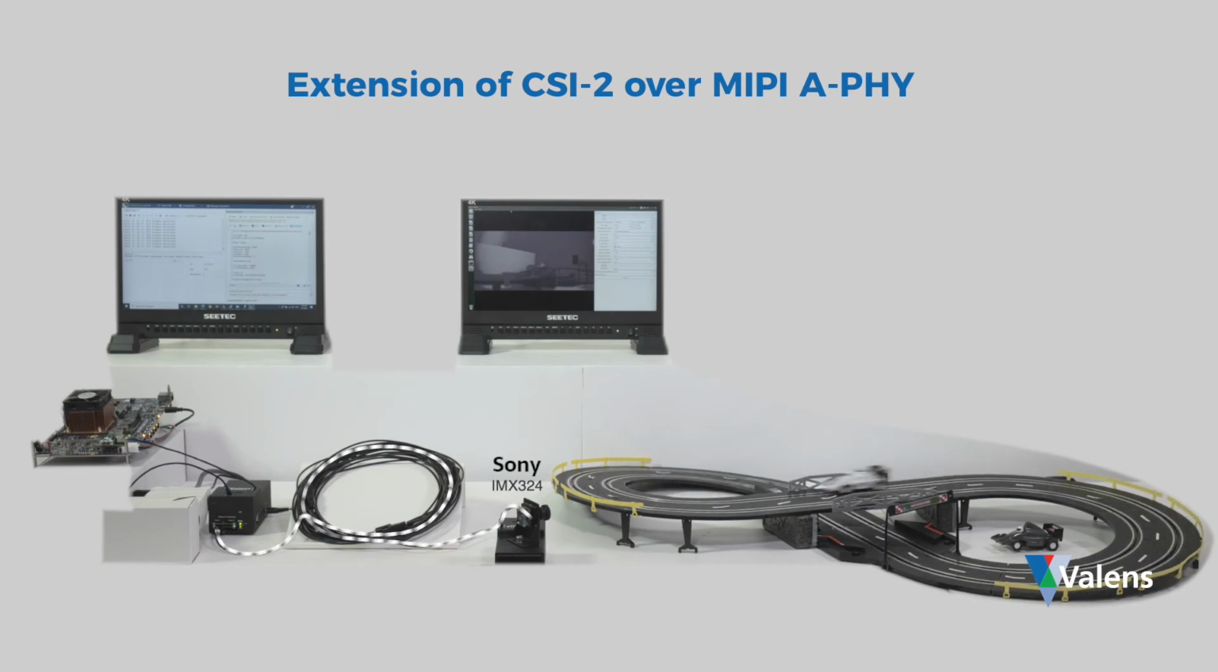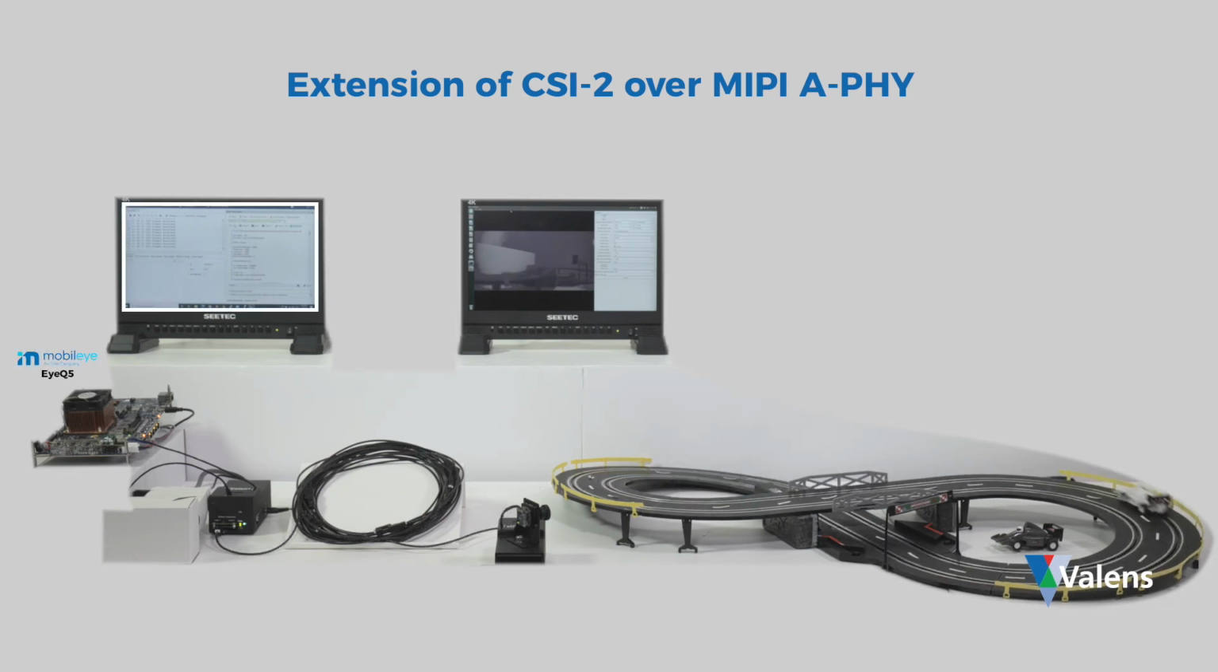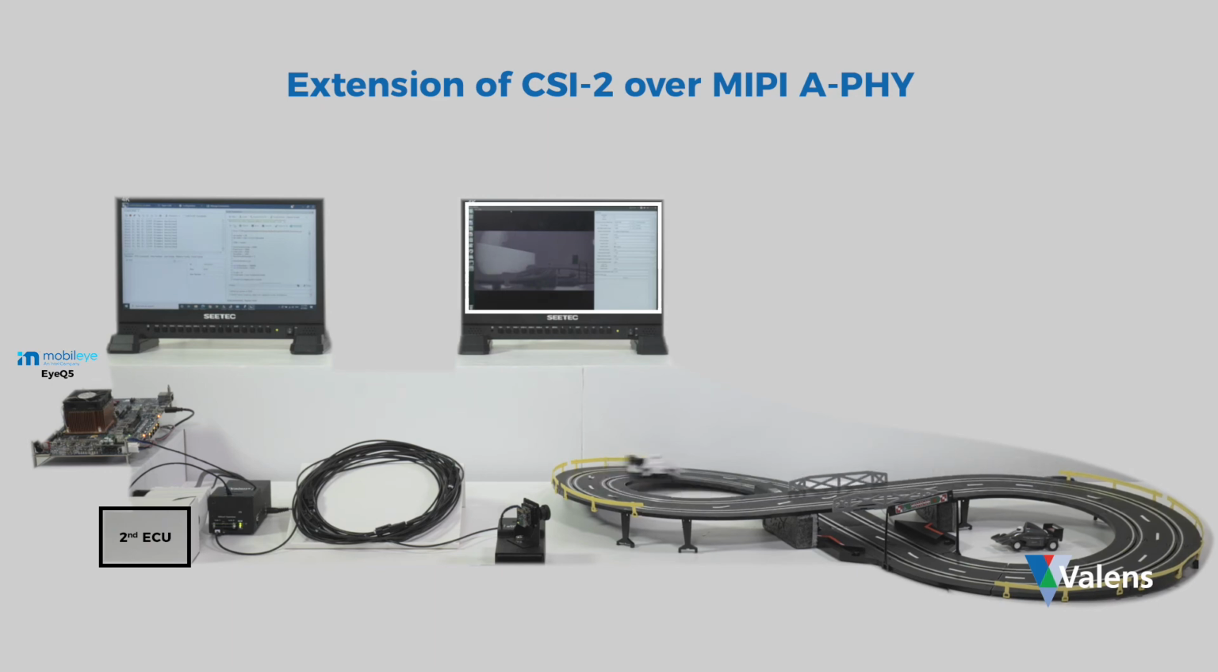We've connected the module to 2 ECUs. The first, the Mobileye IQ5 SoC, displays a log of the packets as they are being received and shows the configuration of the sensor. The other ECU displays the extended CSI2 data stream in video format.